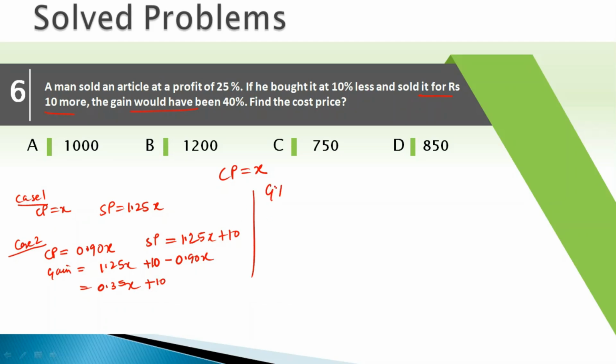So what will the gain percentage be? Gain percentage will be (0.35x plus 10) by the CP. What is the CP? The CP is 0.90x. (0.35x plus 10) divided by 0.9x, into 100, should be equal to 40. That is the equation we have to solve. Now let's see how we solve that.